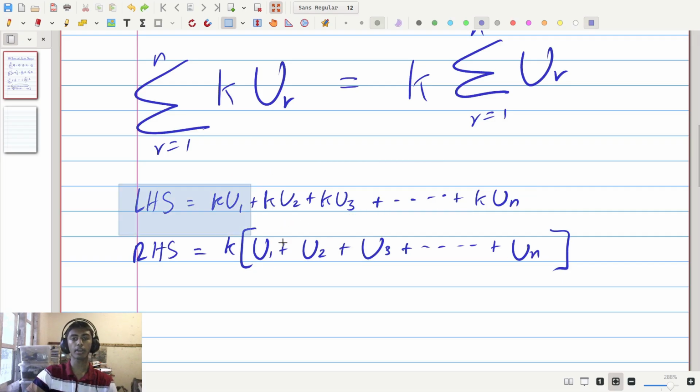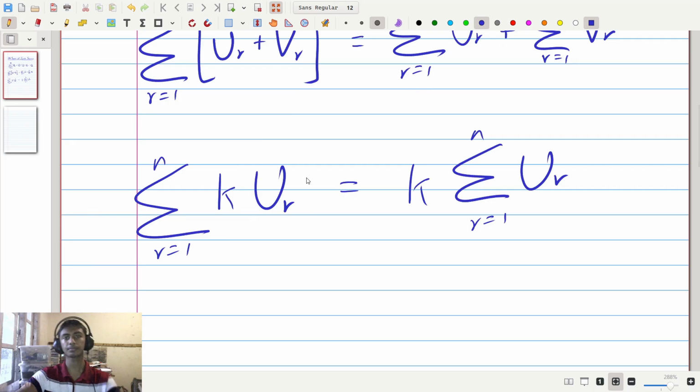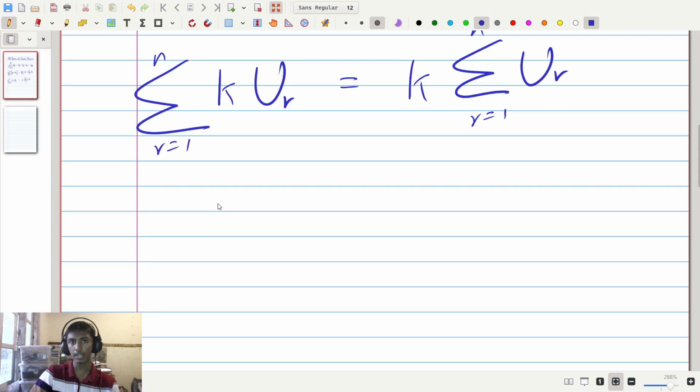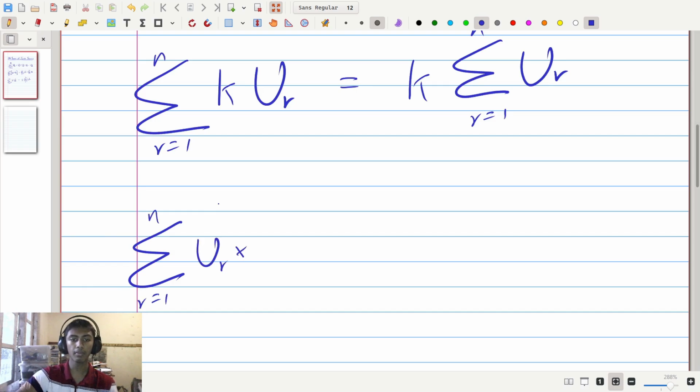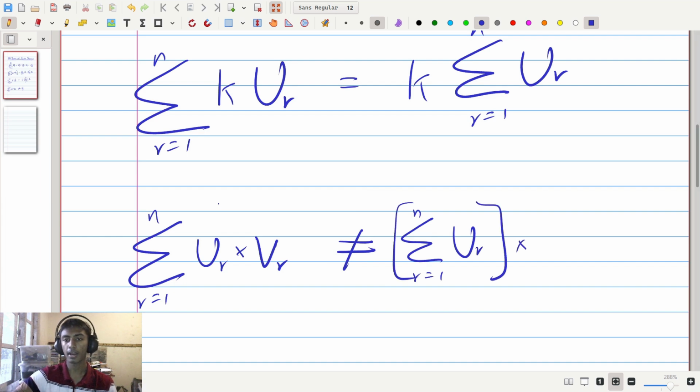So for k being a constant, k times the function sum is equal to k times the sum of the function. Our final identity is not so much an identity as it is a cautionary tale for when you are simplifying these kinds of things. If you consider the sum from r equals 1 up to n of u of r multiplied by v of r, this is not necessarily equal to the sum from r equals 1 to n of u of r multiplied by the sum from r equals 1 to n of v of r.